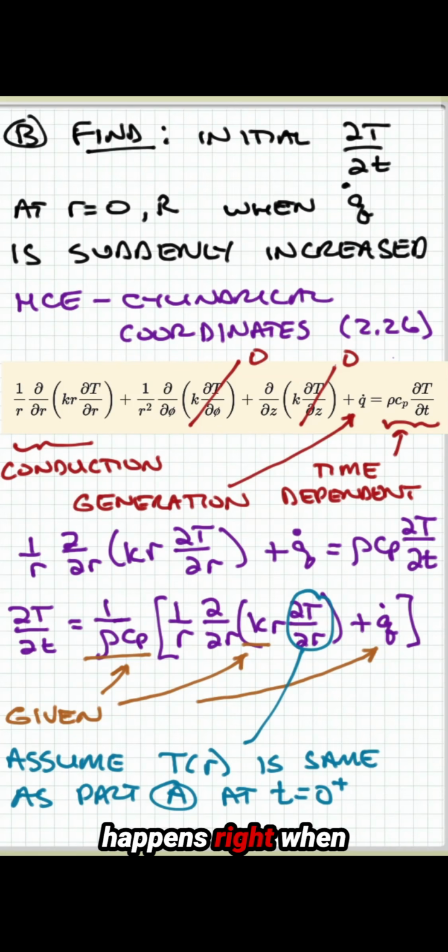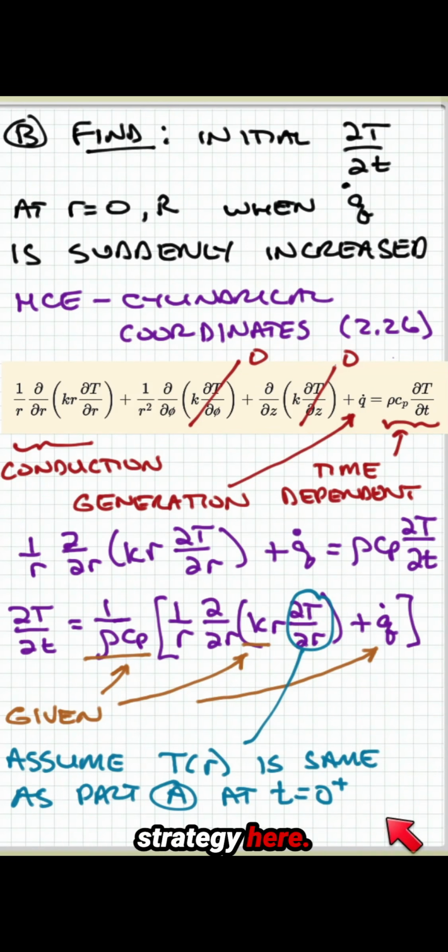Because that happens right when the temperature is changed, it's reasonable to assume that the temperature distribution, the T as a function of r that we were given in the problem originally in part A, still exists. It's going to change from that point onward, but right when the temperature is changed, if we assume that that's the temperature distribution, then we can use that to find the temperature gradient.